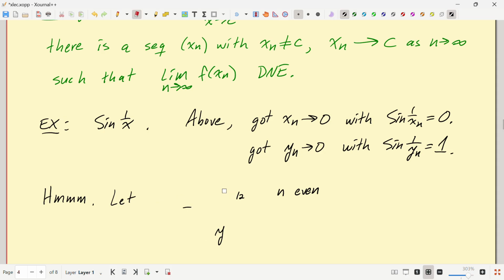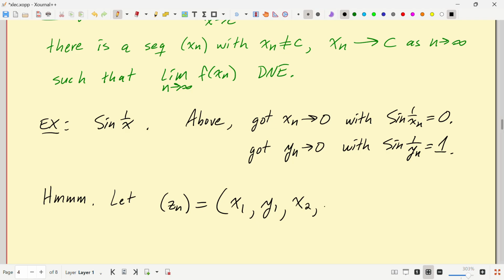Yeah, so here's how when you try to write something like this and you get gunked up, let's let a sequence Zn be equal to, the first spot is x1, the second spot is y1, the next spot is x2, the next spot is y2, etc. Then that sequence I would have two subsequences and they converge to different things.